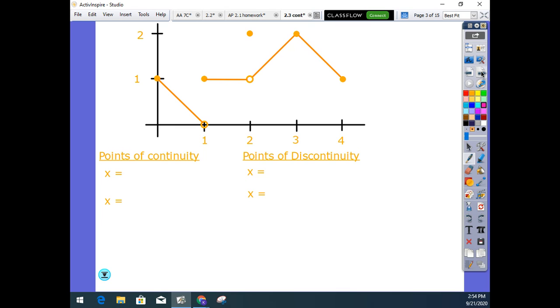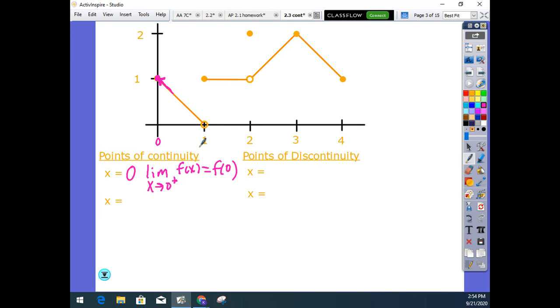Let's say it's continuous at x equals 0 because this is an endpoint and it equals the y value. So the limit as x approaches 0 from the right equals f of 0. So when the graph is pointing to the actual y value, it exists.